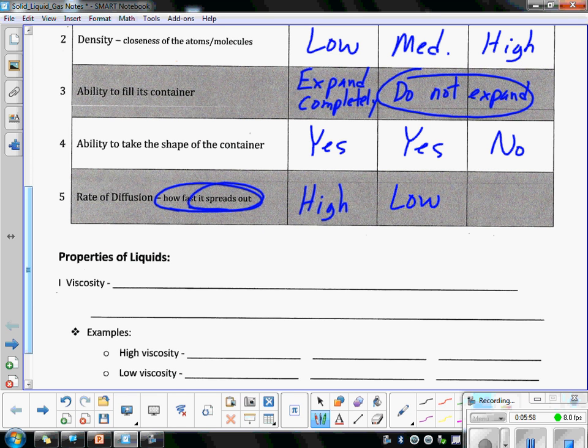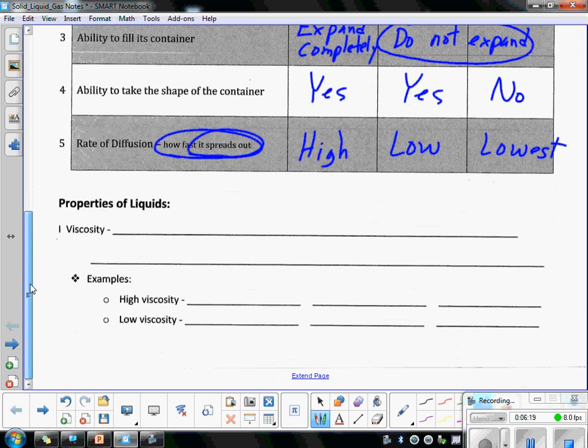Liquids, yeah, they spread out, right? They're going to spread out on the floor. You fill it in a container, they spread out, but really they're changing shape, but they're really not spreading out that much at all. And solids are basically no, right? These are the lowest. They're not going to spread out at all. So really only the gases are diffusing.